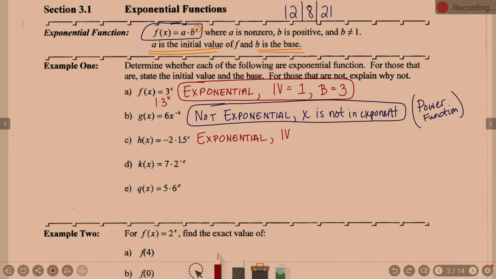And initial value of what? Negative 2. It's the a value out front. And we'll try and get the base right this time. A base of 1.5. Okay.